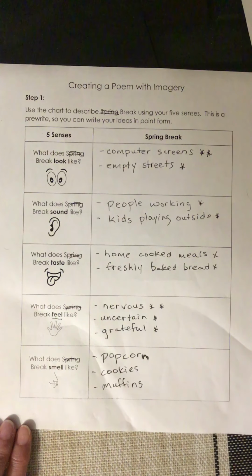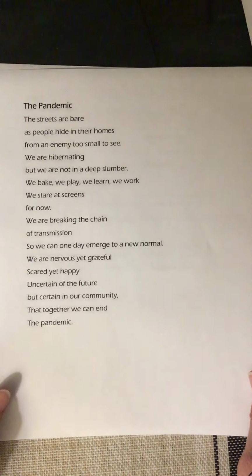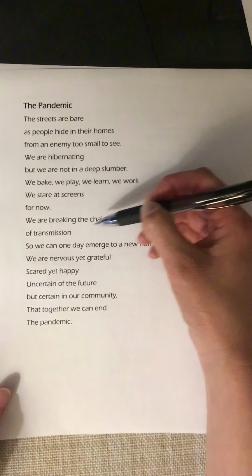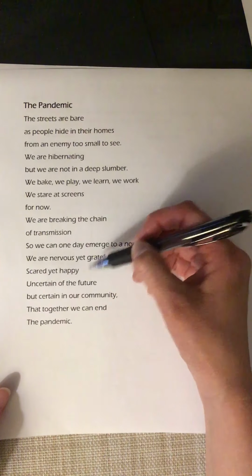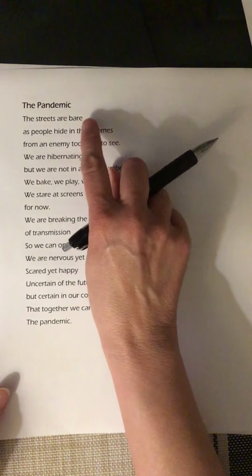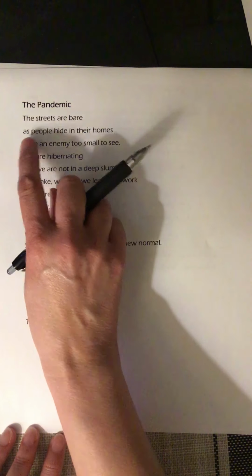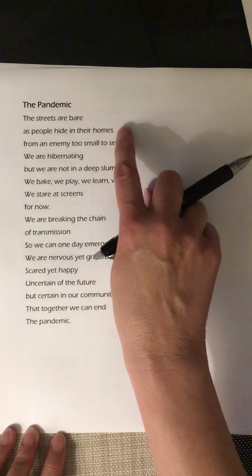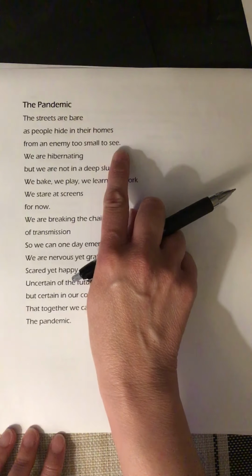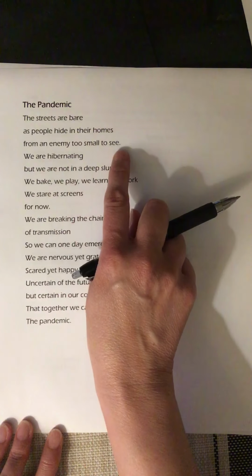Now remember, you don't have to make your poem rhyme. In my poems, none of the words at the end of the lines rhyme. I'm simply telling a story, and I'm deciding where I want to have the line breaks. The streets are bare. I decided I wanted that to be the highlight of the line, and then I started a new line, as people hide in their homes. And then I wanted to start a new line, from an enemy too small to see. And you see I put a period there at the end. I took a sentence and broke it down into 1, 2, 3 lines, and you can do that too.